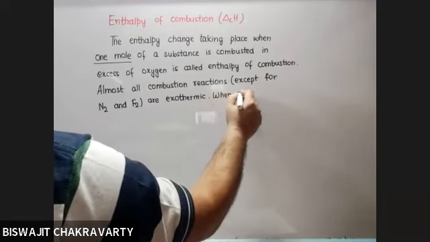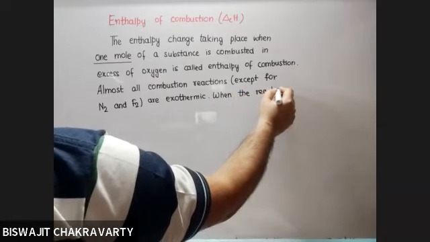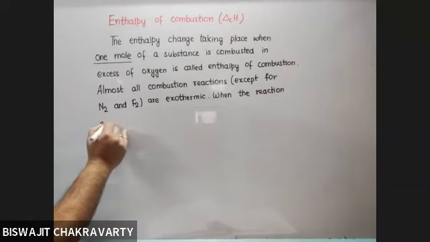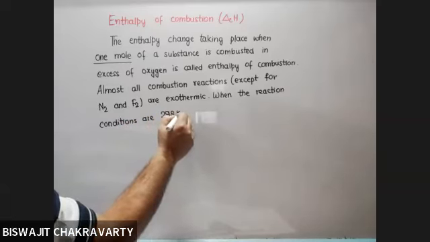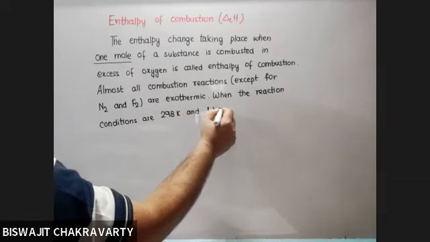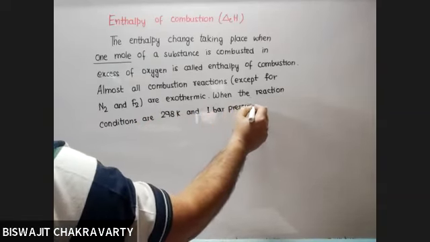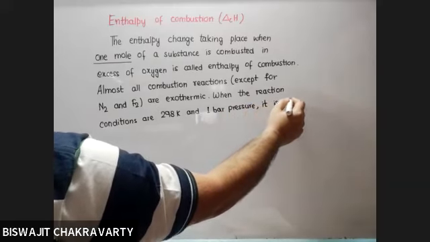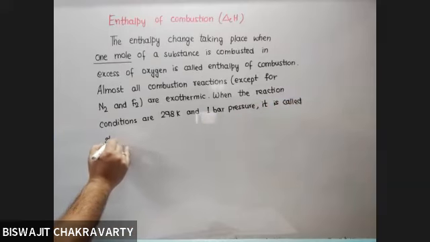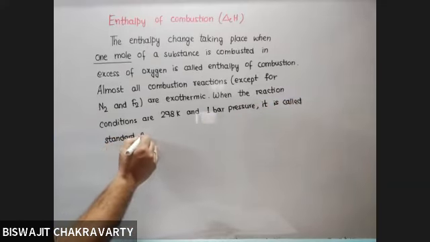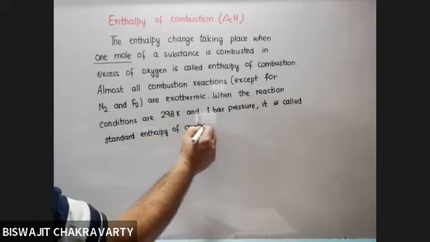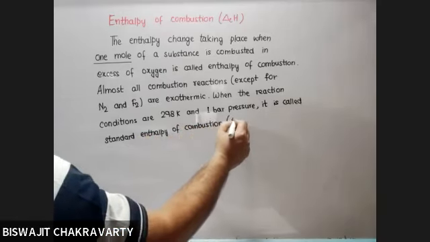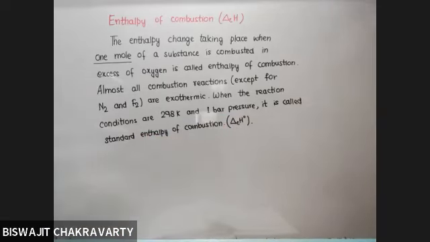When the reaction conditions are 298 Kelvin and 1 bar pressure, it is called standard enthalpy of combustion, delta CH degree. It is called standard enthalpy of combustion.